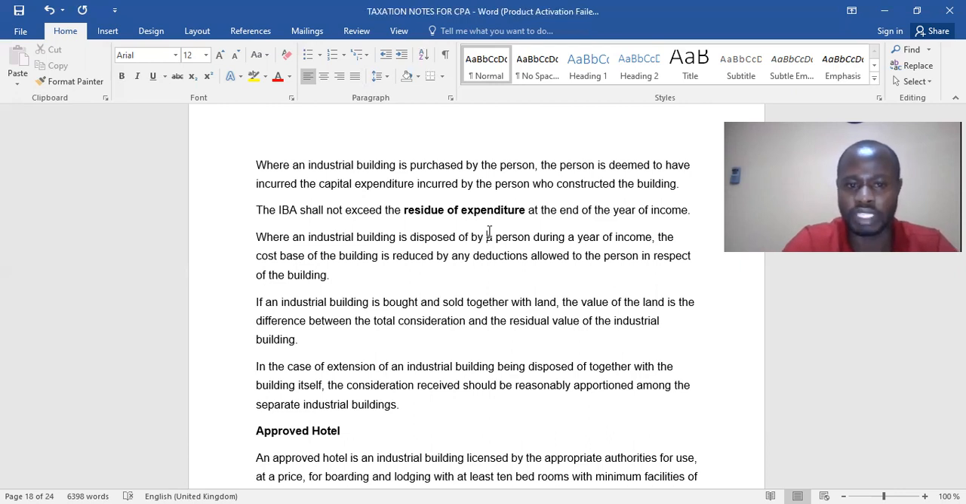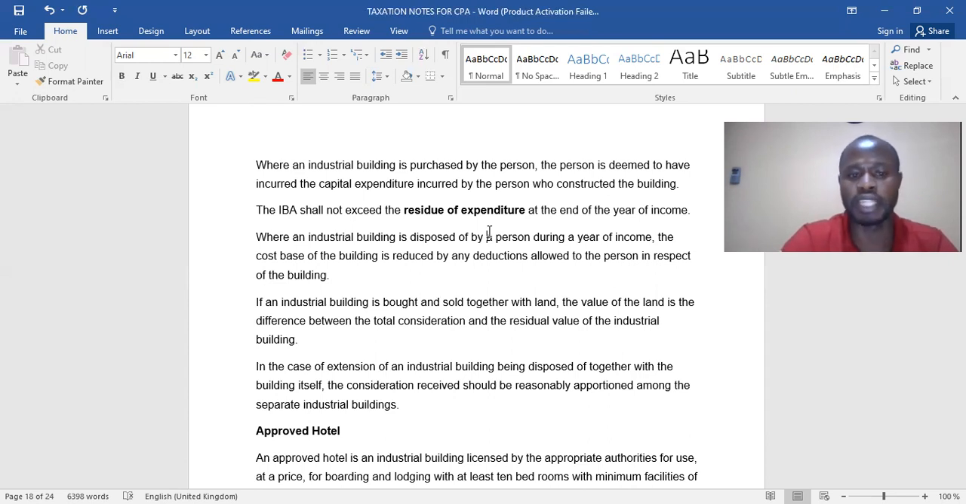Now, when the building is disposed of during the year of income, the cost base of that building is reduced by the industrial building allowances allowed on that building. So if you want to compute gain or loss on disposal, the cost base of the building should be after the capital deductions on the building for the years.